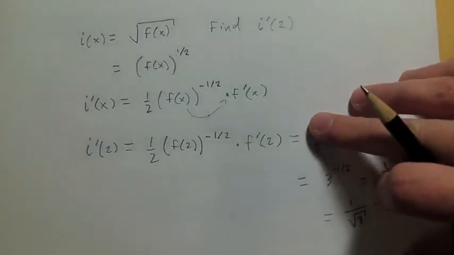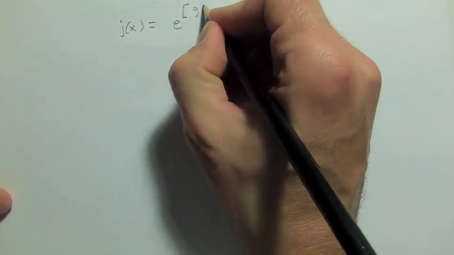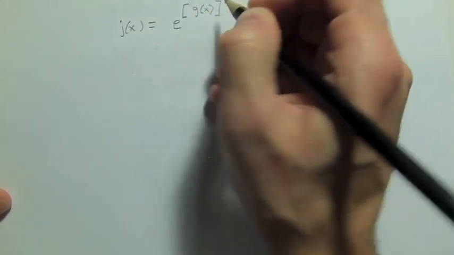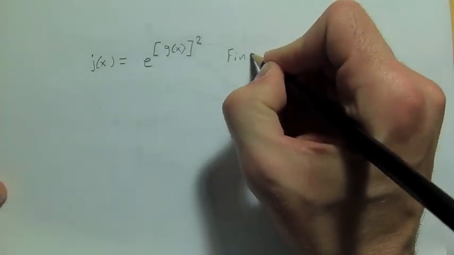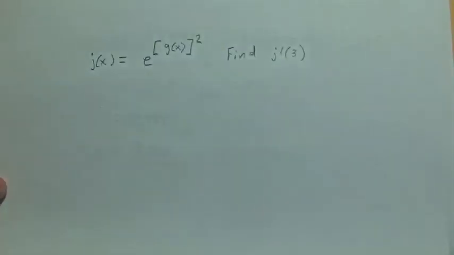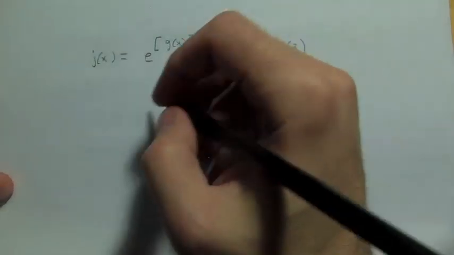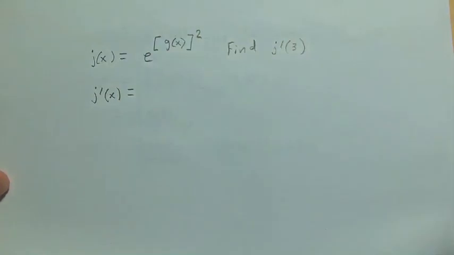Let me do another with this table, just so you have another example of how it works. Let's say I have j of x is equal to e to the g of x all squared. Okay, and I want to find with the table j prime of 3. Right? So what I'm going to do is first find j prime of x. Always do that first. J prime of x.